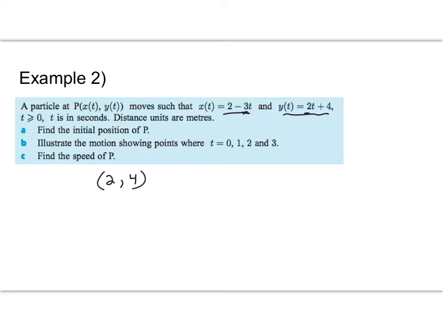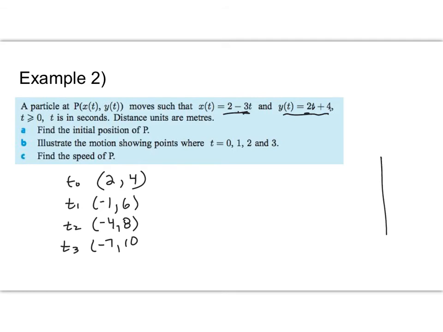If I want to know where I am, that's t equals 0. At time 1, I have 2 minus 3, which would be -1, and y would be 6. At t2, I'd have -4, and 4 plus 4 would be 8. At t3, I'd have 2 minus 3 times 3 would be 9, so -7. And 6 plus 4 would be 10. And we could keep going.